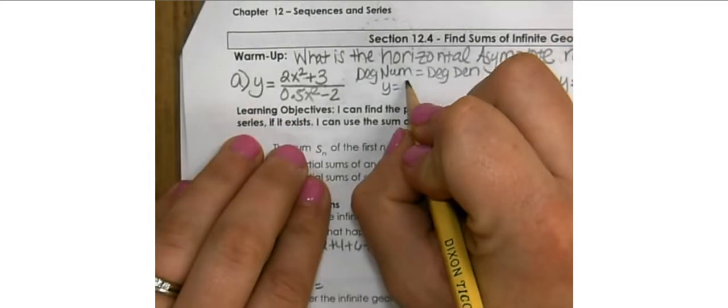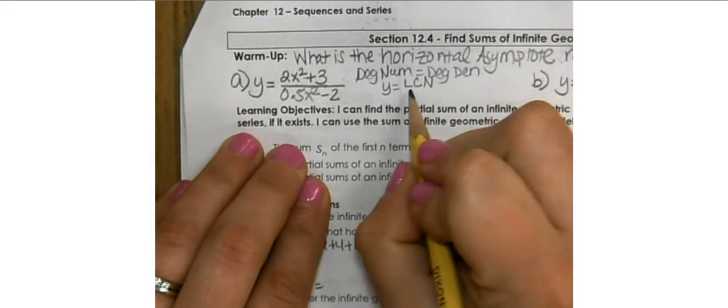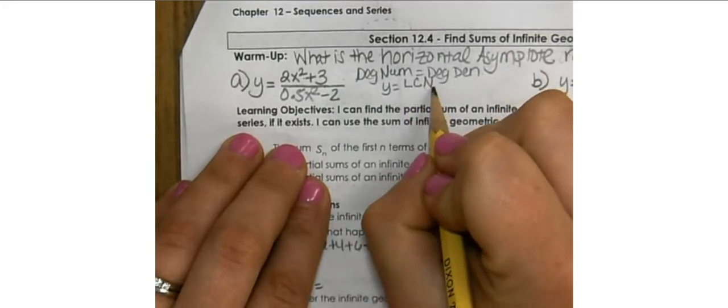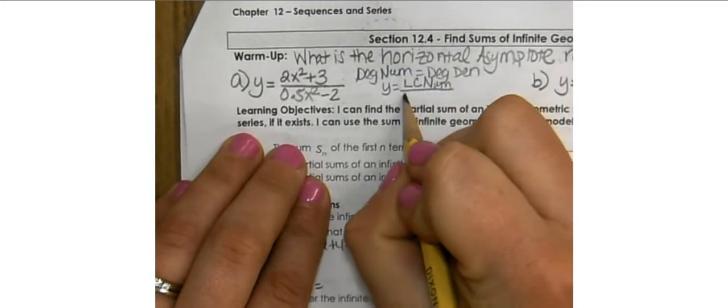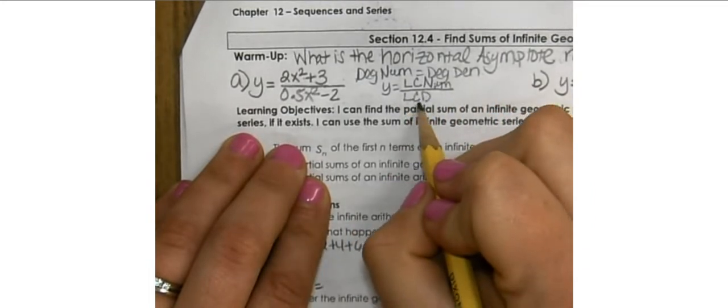In letter A, the degree of our numerator is 2 because this is y equals 2x squared plus 3. In our denominator, we have 0.5x squared minus 2. Both of them have a degree of 2. And when the degree of the numerator is equal to the degree of the denominator, then your horizontal asymptote is going to be y equals the leading coefficient of your numerator divided by the leading coefficient of your denominator. So I'm going to write LCN, and that means leading coefficient of your numerator, divided by LCD, and that's going to be your leading coefficient of your denominator.